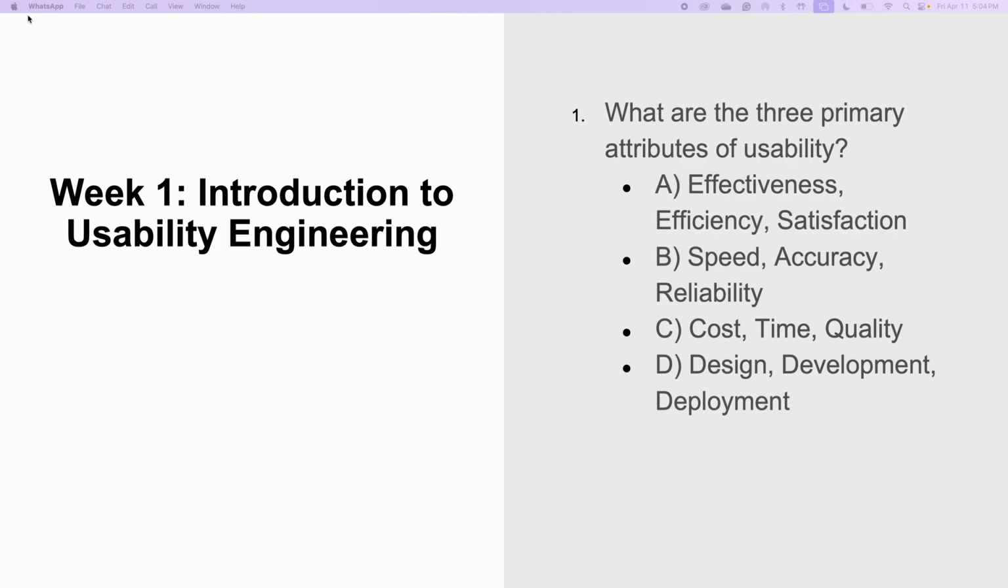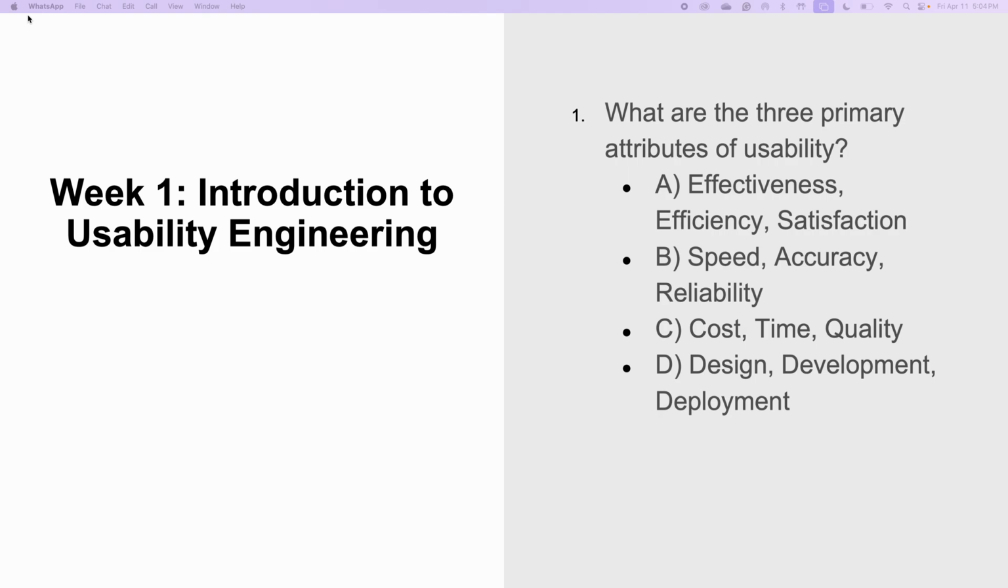Let me explain again. Satisfaction is the cherry on the top, ensuring users feel like they are walking on sunshine after interacting with your system, leaving them beaming with joy. Okay. And let me also explain why the other options are not correct. Why B, C, D are incorrect.